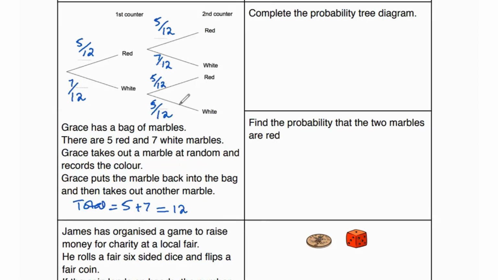Then it says find the probability that the 2 marbles are red. So if the 2 marbles are red, we're going from this branch to this branch. And whenever we go along the branches, we multiply the probabilities. So 5 over 12 times 5 over 12, that's 25 over 144. That's the answer.